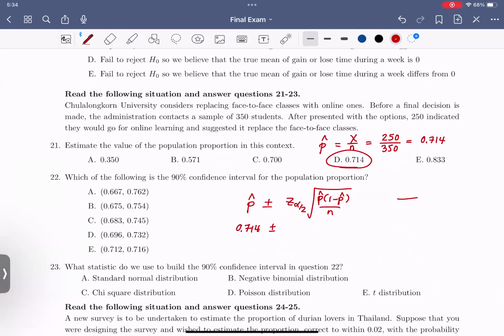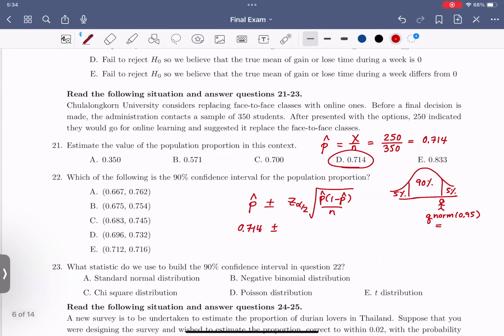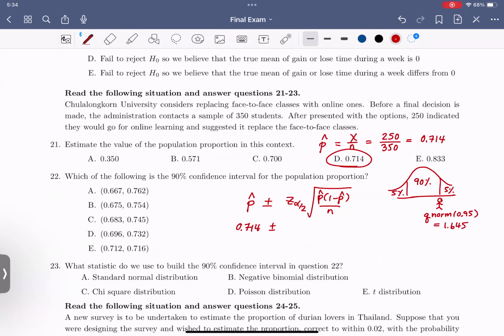It's actually a 90% confidence interval. So you have 90% in the middle, and then you have 5% on each tail, right? Because you need 100% under the curve. So the value that you use here is actually qnorm of 0.95. And if you take a look at the cover page, it's going to be 1.645. So it's 1.645, and then square root of 0.714 times 1 minus 0.714, and then over n, which is 350.